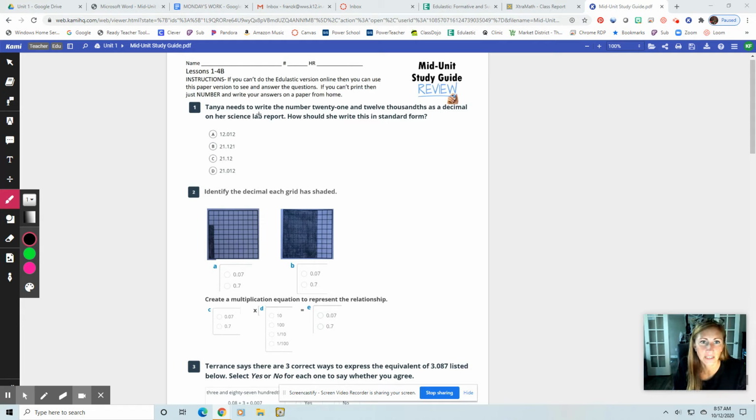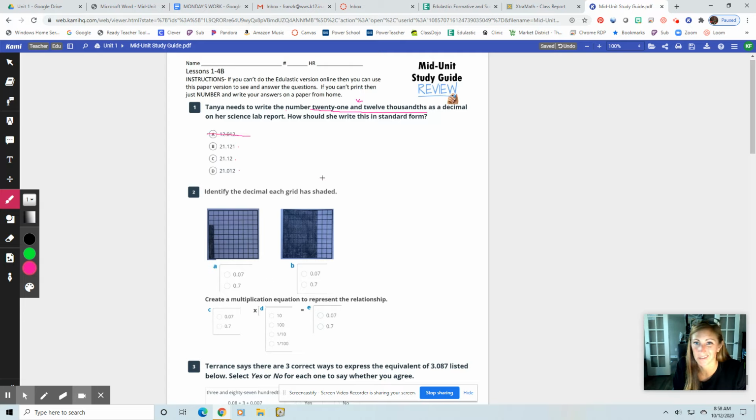All right, so Tanya needs to write the number 21 and 12 thousandths as a decimal on her science lab report. How should she write this in standard form? So when we look at our 21 and 12 thousandths, the "and" is for sure telling us that there is a decimal, which we have in all of them, and 21 is in front of the decimal. So this is still a contender, and so B, C, and D are still a possibility.